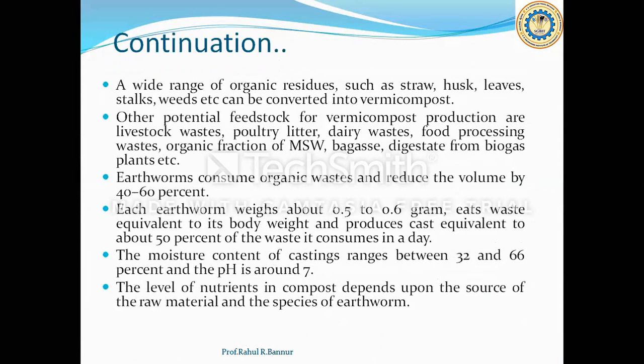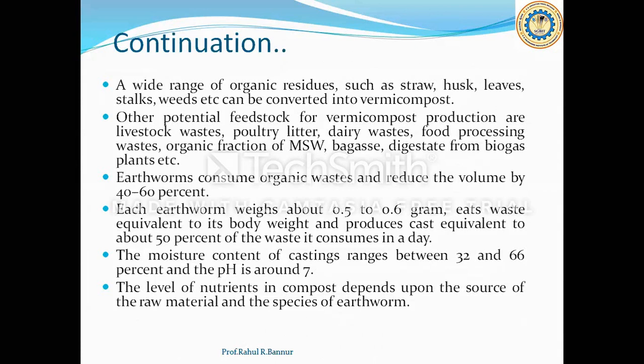A wide range of organic residue such as straw, husk, leaves, stalks, weeds, etc. can be converted into vermicompost. Other potential feedstock for vermicompost production are livestock waste, poultry litter, dairy waste, etc. Earthworms consume organic waste and reduce the volume by 40 to 60%.